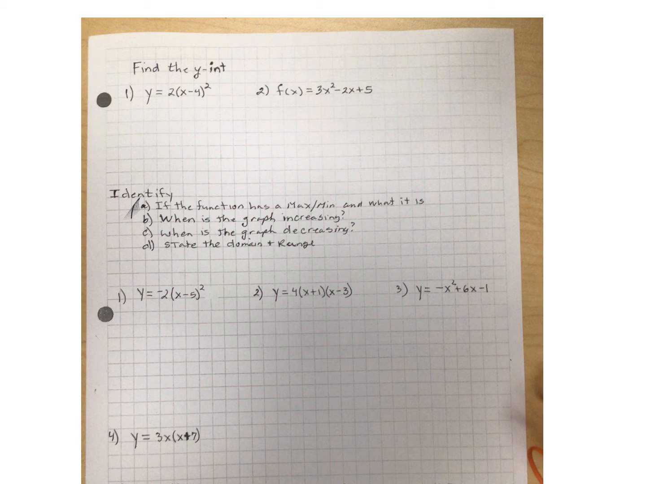Okay. Find the y-intercept. This is the easy one. Plug in x equals 0 to find the y-intercept. So all I have to do to find the y-intercept is plug in x equals 0. Okay? So if I plug in 0 for number 1, 2 times 0 minus 4 squared, that's 2 times negative 4 squared. 2 times positive 16 is 32.